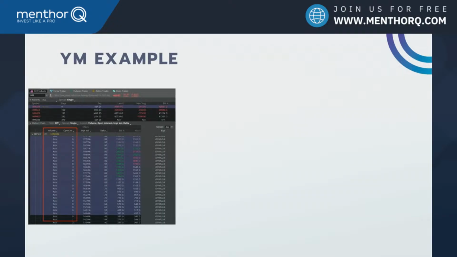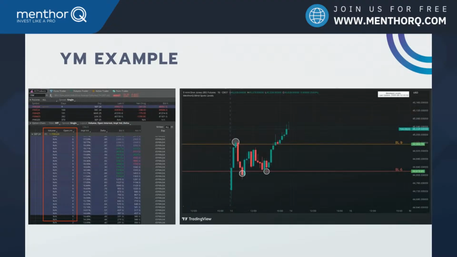Another example of why blind spots are key is for those trading Dow Jones. YM futures does not have any option activity. There's no options on the future. So again, we cannot produce gamma levels there, but we can give you some really good insights by using our blind spots levels. So for those trading YM, we still have a great solution for you.